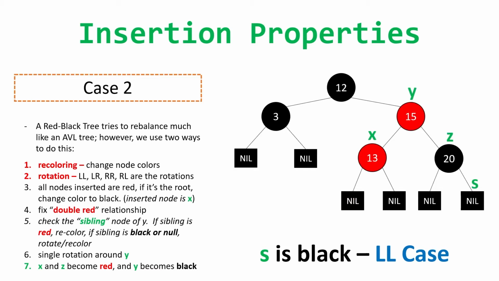The next step is to do some recoloring. So X and Z become red, and then Y becomes black. And we're done. Okay, why are we done? Well, we satisfy all the properties of a red-black tree.